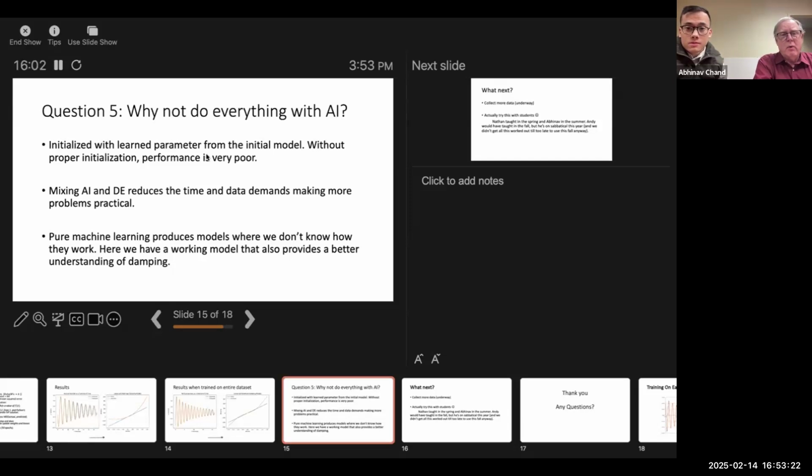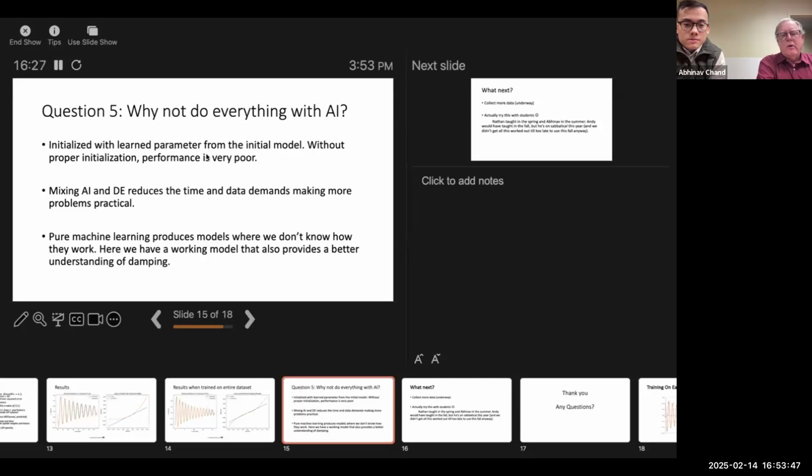One final point we want is that pure machine learning produces models where we don't know how they work. And they work sort of oddly, that this thing grows and then shrinks and it eventually sort of settles on something. But if you want to understand a situation and the differential equation model helps you understand the situation, then you need to know something about what's going on in there.